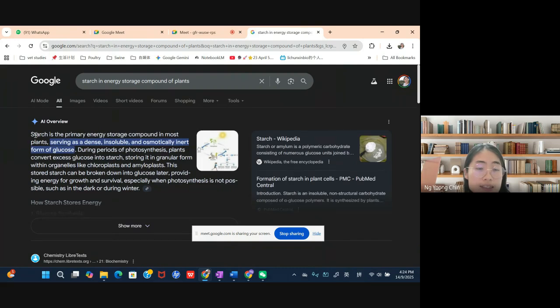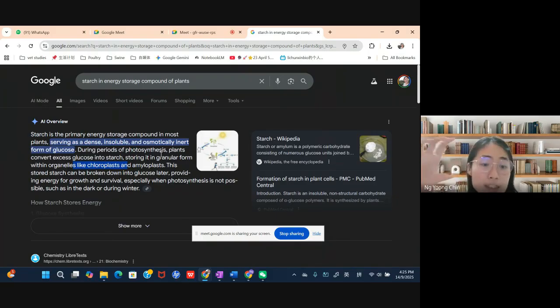Okay, starch is a primary energy storage compound in the plant. It's just like the insoluble or the osmotic inert form of glucose. During photosynthesis, plants can convert excess glucose into starch and then store it inside the chloroplast. So where can you find the starch? Starch is found inside the chloroplast, right?